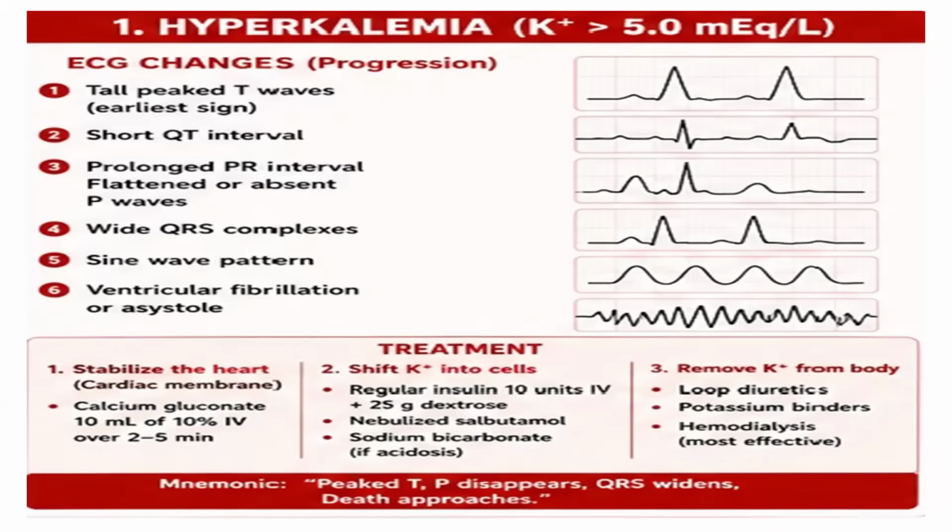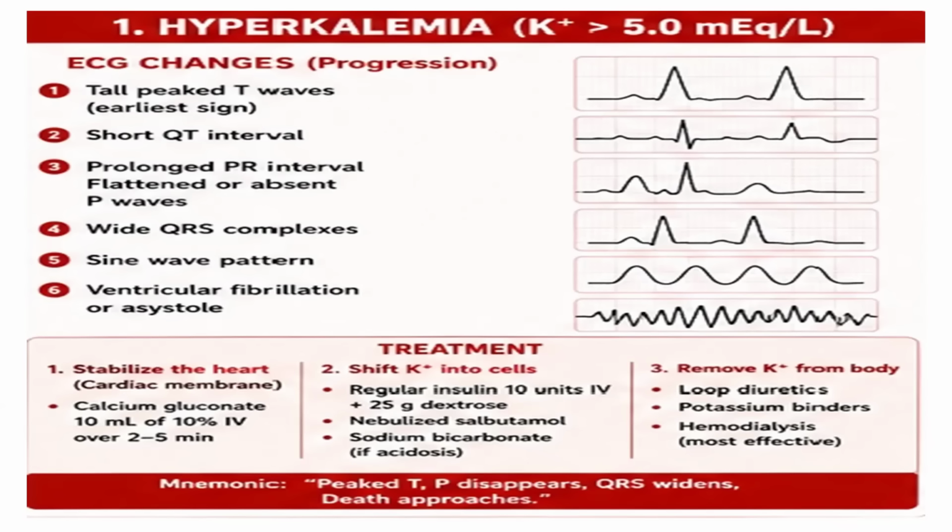Hyperkalemia is one of the most dangerous electrolyte abnormalities because severe cases can rapidly progress to cardiac arrest. The earliest ECG sign is tall, narrow, peaked T waves. As potassium levels rise further, the PR interval becomes prolonged and P waves begin to flatten or disappear. The QRS complex widens and eventually a sine wave pattern develops, which can deteriorate into ventricular fibrillation or asystole. Remember this sequence: peaked T, P wave disappears, and QRS widens.